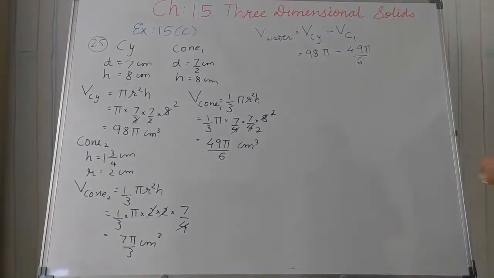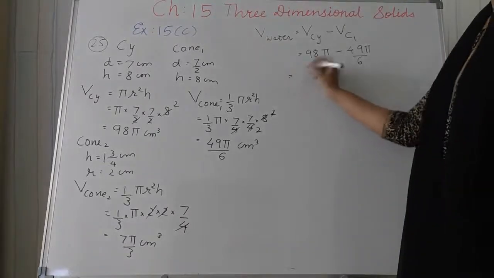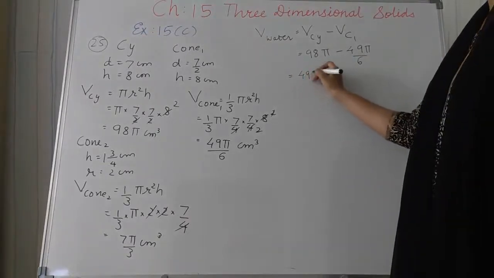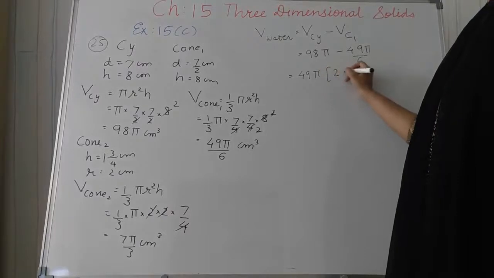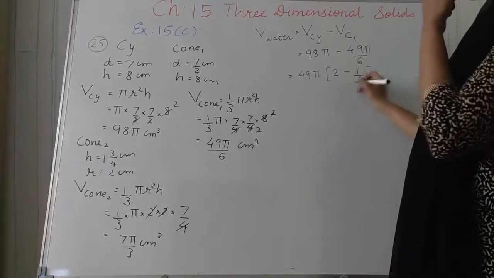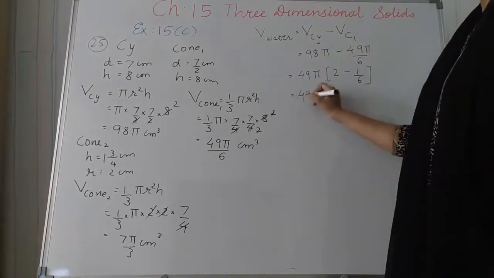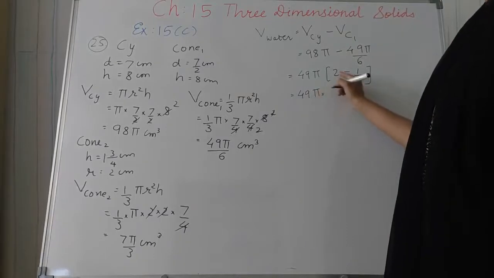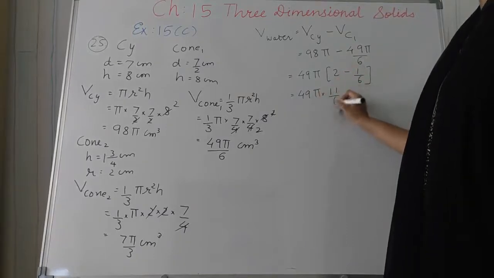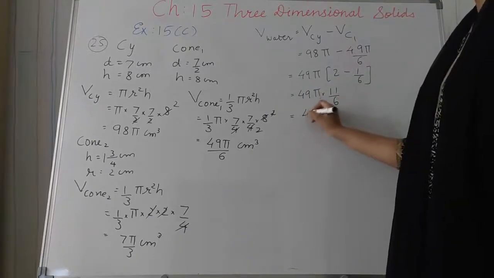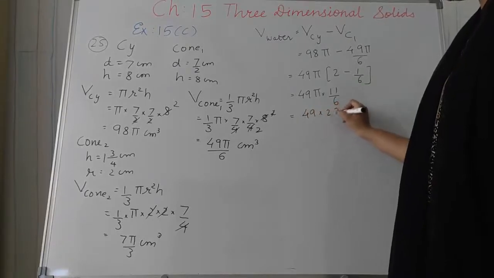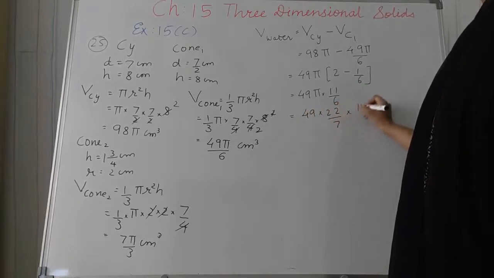So now calculating this, I can take 49 pi common. Here it is 2 minus 1 by 6. So this is 49 pi, 6 2s are 12 minus 1, 11 by 6. So now we can put here the pi value 22 by 7 into 11 by 6.